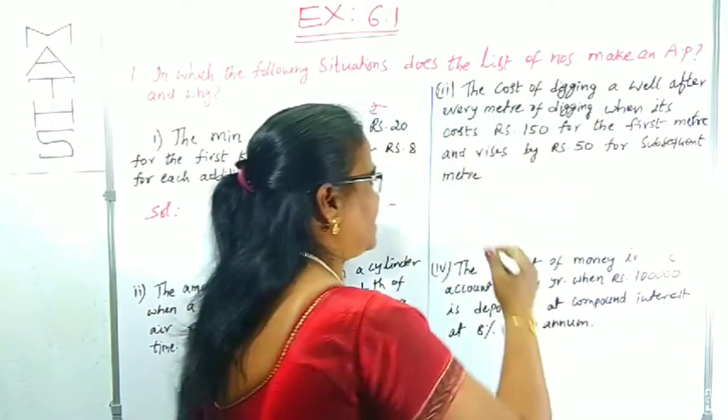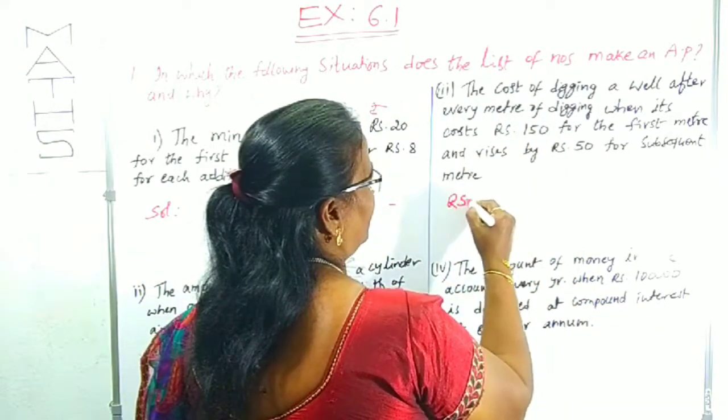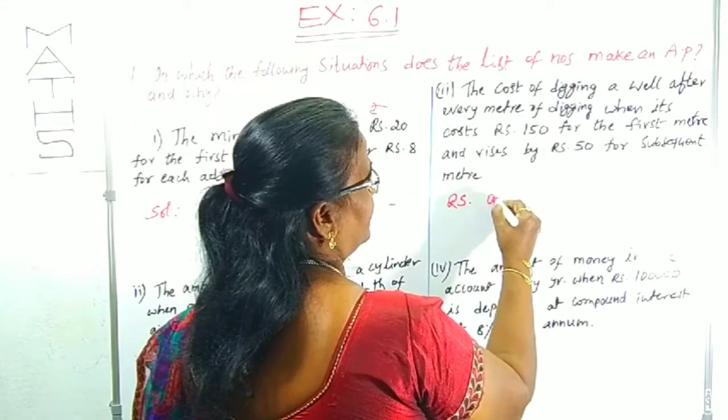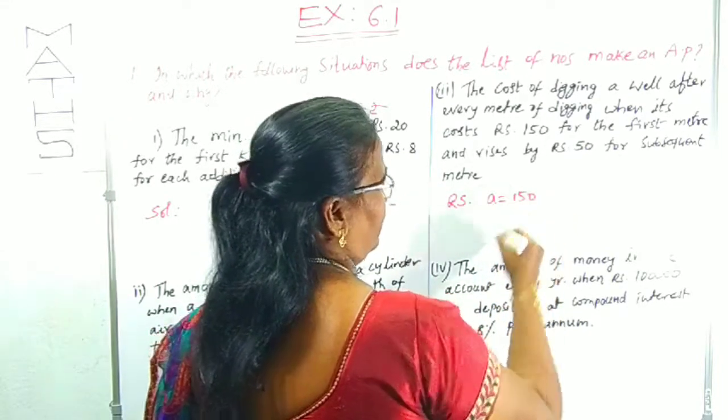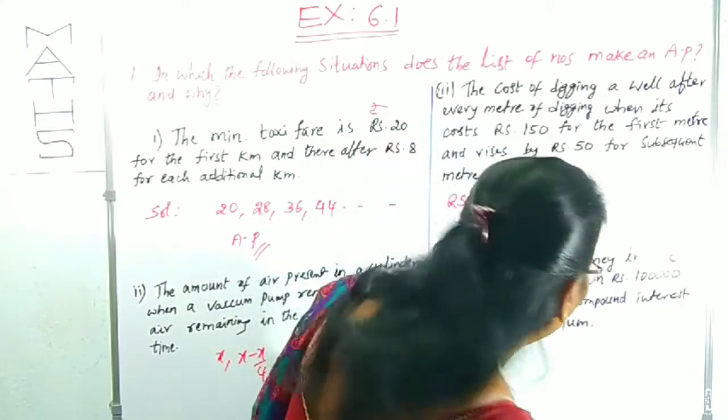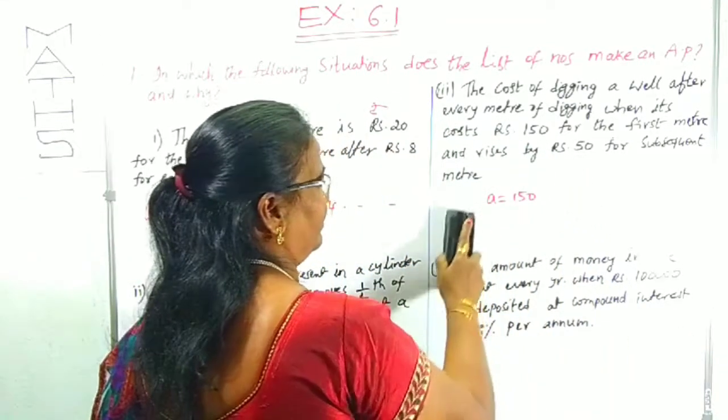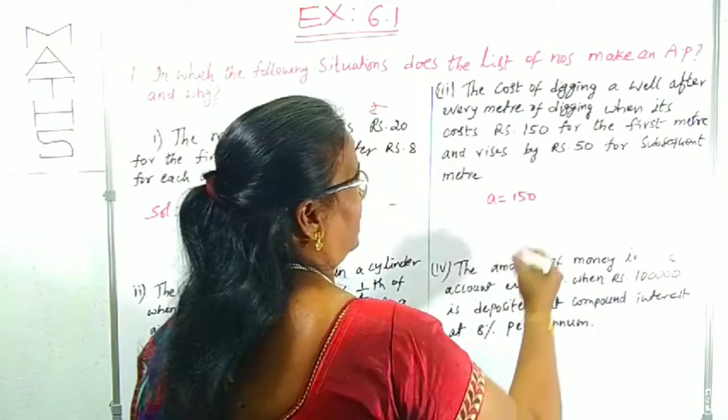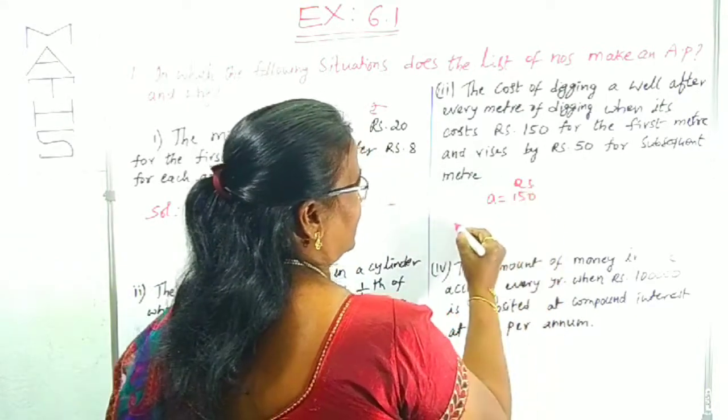What is the first term given here? The first term A is given as 150 rupees. Clear? A is given as 150 rupees. Okay, so that is 150.